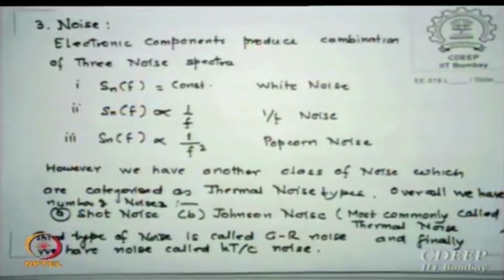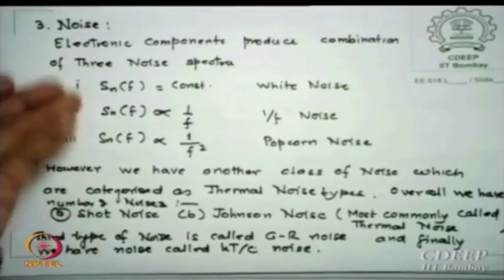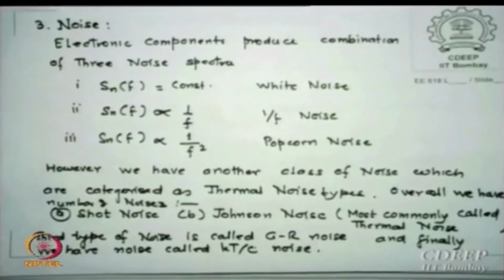Okay, so here is the third and the most important among them, the noise, device noise. Electronic components produce a combination of noise with the spectra shown here. If it is constant, then we say it is white noise. Then there is some noise which is inversely proportional to frequency. It is called 1 upon f noise, and there is certain noise which is proportional to 1 upon f square. This you rarely see in the books, so I added this for you.